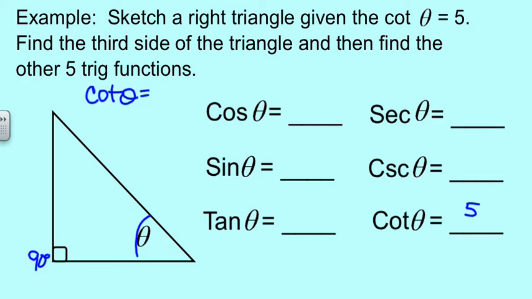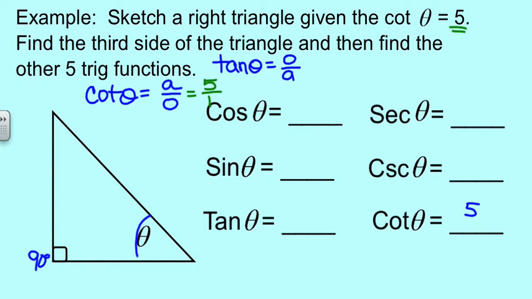If you remember, the cotangent of theta is the inverse of the tangent. So if tangent is TOA, opposite over adjacent, then cotangent has to be adjacent over opposite. So if we look over here, this is 5. Well, it's not written as a fraction, so I'm going to throw a 1 on the bottom. So 5 over 1 is 5. Now I know 2 out of the 3 sides.